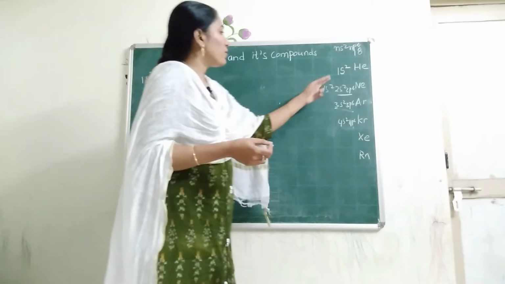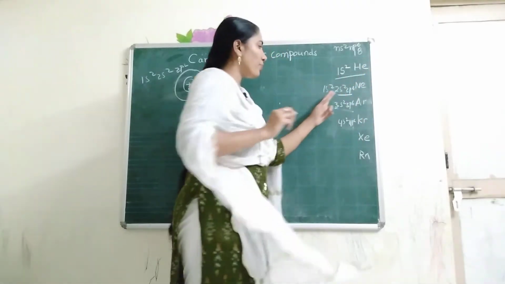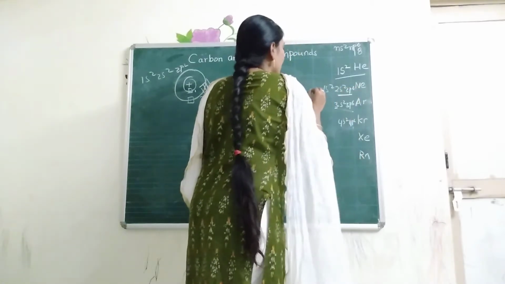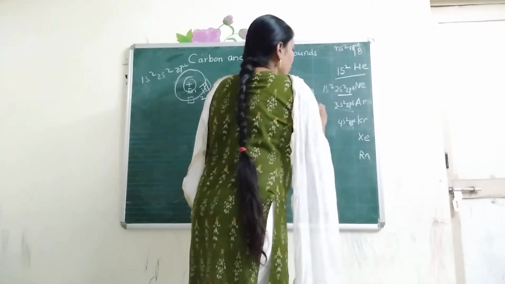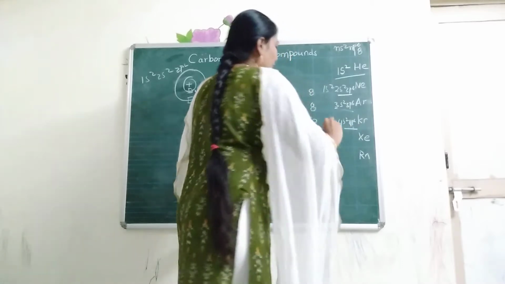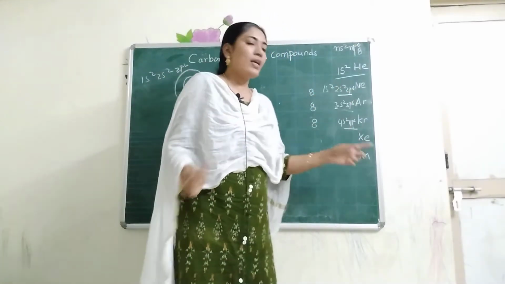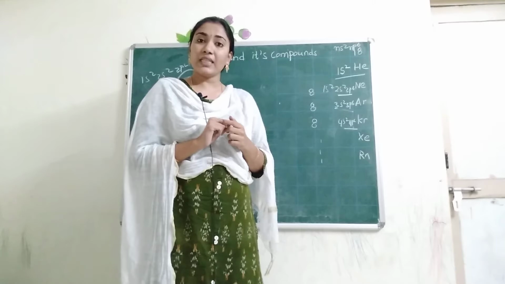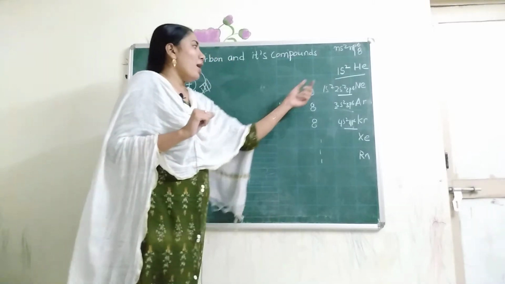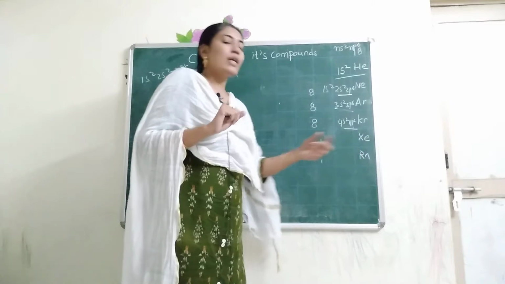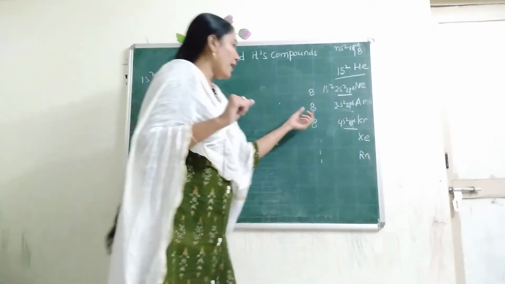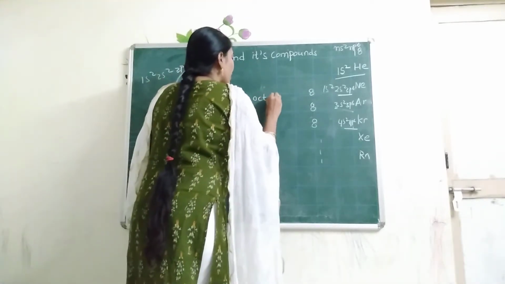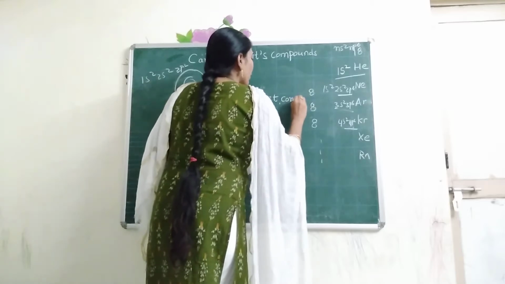Okay, if you observe these inert gas elements, except helium, they contain how many electrons? 2 plus 6, 8 electrons. Except helium, all inert gas elements contain 8 electrons in their valency shell or outermost shell. This is the so-called octet configuration.